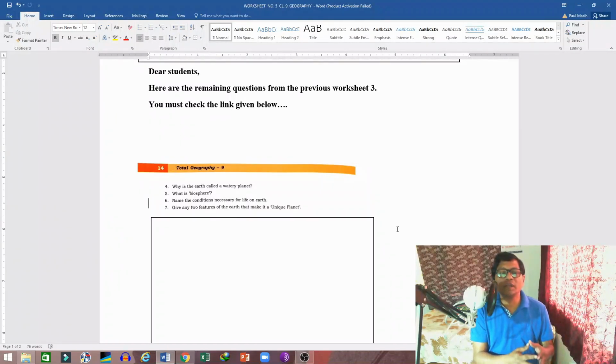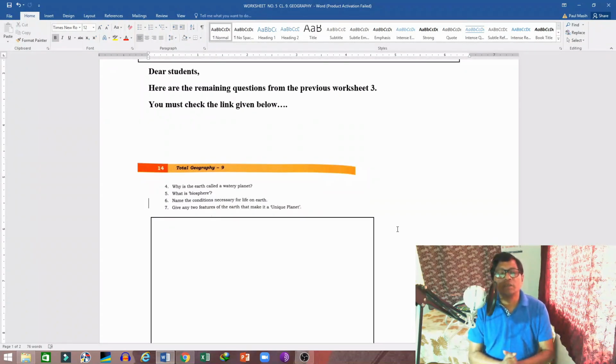Now, name the conditions necessary. So in short, I'm just telling you these are the conditions which are necessary for life on the earth. Number 1, you can say proper temperature, standard and constant temperature, and light, then water, and food, habitat. These are the conditions important or necessary for the existence of life on the earth, right? All right, fine, dear friends.